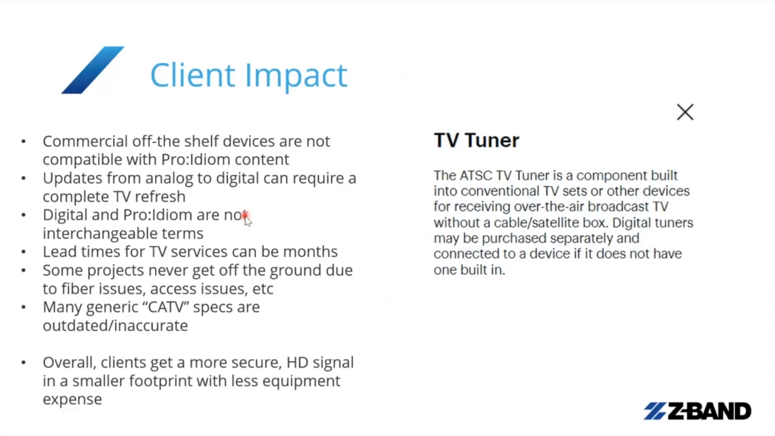And one of the biggest pain points in the analog to digital conversion is that full refresh of every television throughout the facility. Digital and Providium are not interchangeable. Not only do these clients need to go out and get new televisions, but a lot of the time they can't get the $500 television. They have to get the $1,000, $1,200, $1,500, $1,800 television because they need that Providium decryption. So there is quite a bit of pain inflicted on the client for content protection.